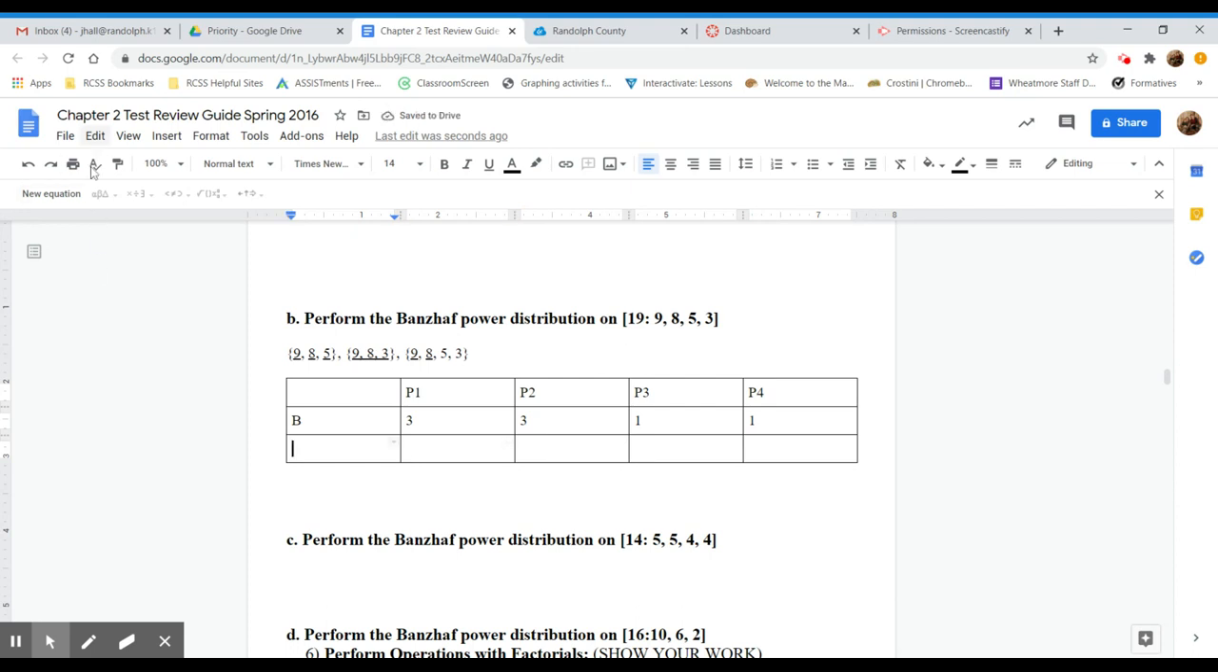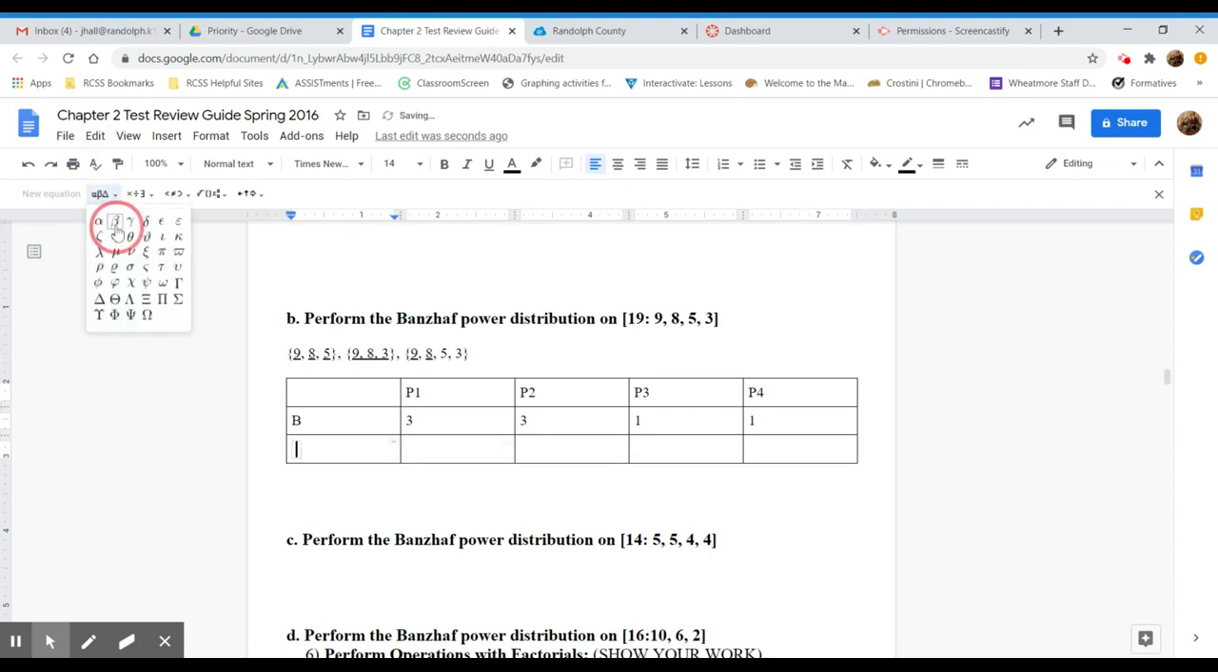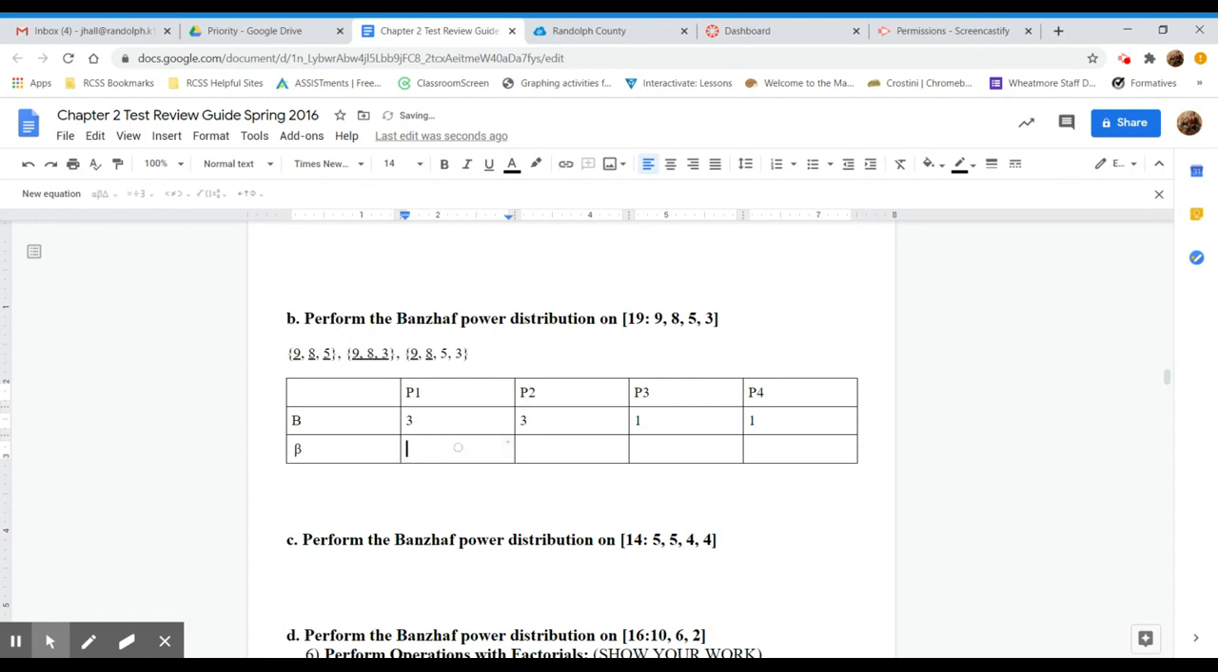So now what we want to do is add in our beta, or Banzhaf power distribution. We can see that 3 plus 3 plus 1 plus 1 gives us 8 total times critical. So 3 out of 8 here. Let's just leave them as fractions, that's kind of simple here. 3 out of 8, 3 out of 8, 1 out of 8, and then 1 out of 8.